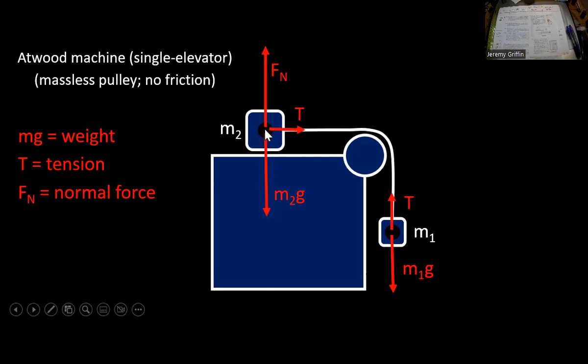Now this block on top, this M2, sure it has a weight, but that's being balanced out by the normal force. Now there might be a friction force that would affect motion, but suppose it's a frictionless tabletop, like an air hockey puck up here, or if you slip a Hot Wheels car in there, you pretty well get rid of the friction. It would look pretty much exactly like that, right?